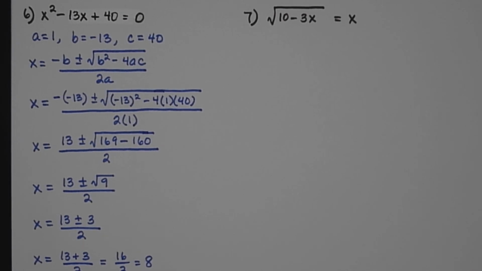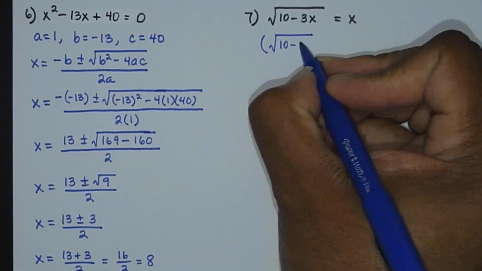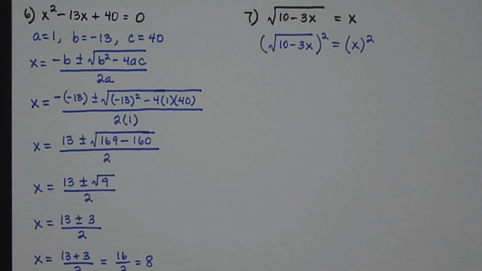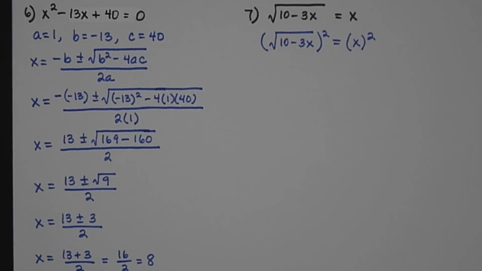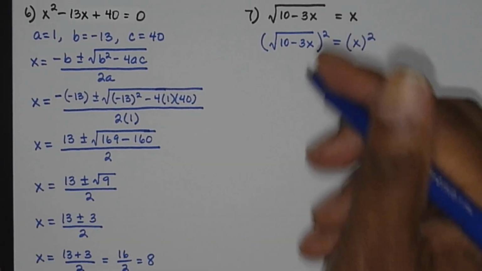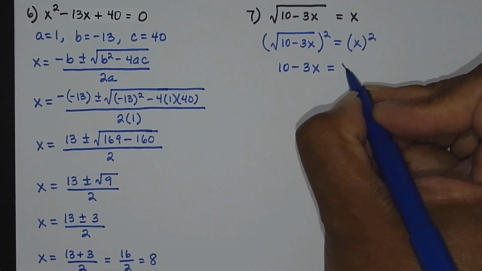In this case here, we want to make sure that the radical is by itself, and in this case, it is. So now, what's the opposite of taking the square root? Squaring. We square both sides of this equation. When you square both sides, on the left side, the square eliminates the square root. You're left with what's underneath it, 10 minus 3x equals x squared.